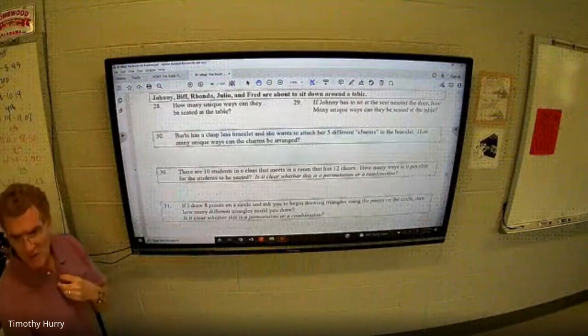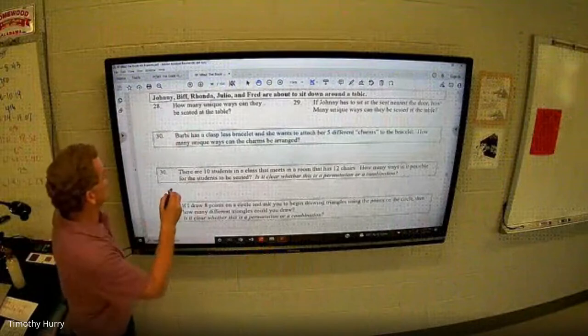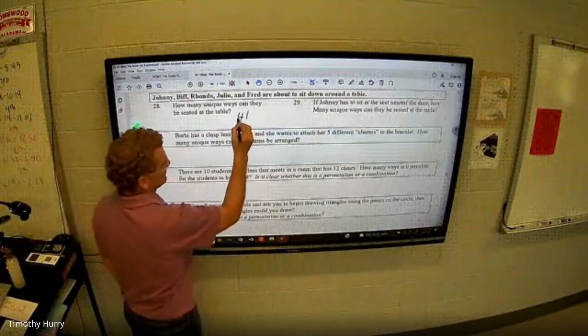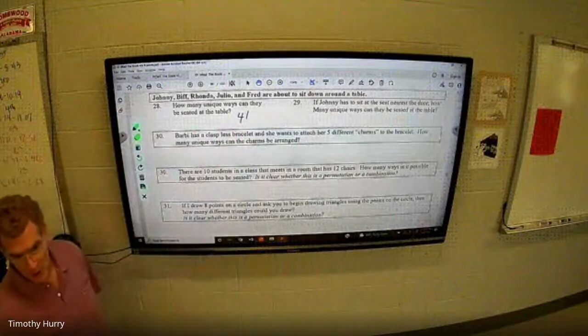There's 5 people, 5 minus 1, so 4 factorial. Don't even have to reduce. So that's it, because it was circular. Is the table flippable? No.